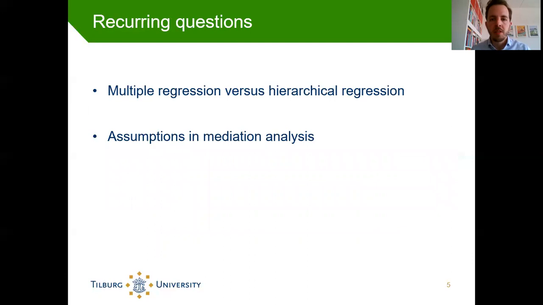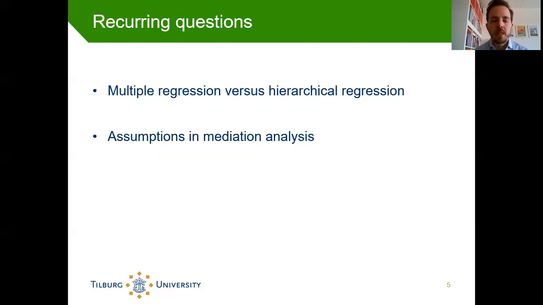Then some recurring questions came to me via email or during the Q&A session that I thought would be good to briefly discuss also in this video lecture, such that everyone's on the same page. A couple of people asked me, what's actually the difference between multiple regression and hierarchical regression? Because different people are using this in different ways or in the same way. What does this actually mean? Is there a difference between the two?